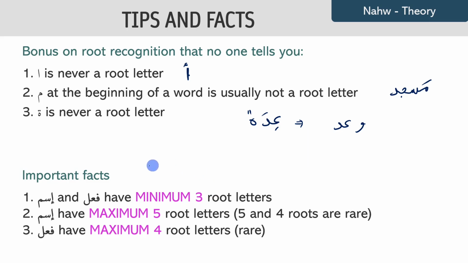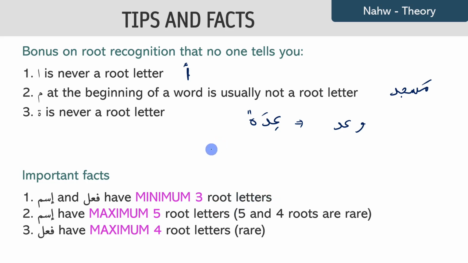And in fact, some other facts are that the ism and the fa'il, they have minimum 3 root letters. And the ism has a maximum of 5 root letters. Now that is rare. 5 and 4 root letters are quite rare. And the fa'il have a maximum of 4 root letters, and that's also rare. Majority of the times you'll be trying to figure out only 3 root letters of a word.